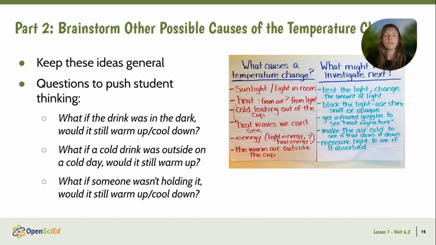The third tip here is to have some back pocket questions ready. If you have a class that isn't coming up with one or the other big ideas that you need to get to, either the light or the heat or cold, having some questions ready that you could pose to them to get them thinking about that is helpful. So here are some examples. What if the drink was in the dark? Would it still warm up or cool down? What if a cold drink was outside on a cold day? Would it still warm up? What if someone wasn't holding it? Would it still warm up or cool down? Just having those ready might be helpful to keep that discussion going in the direction you need it to go.